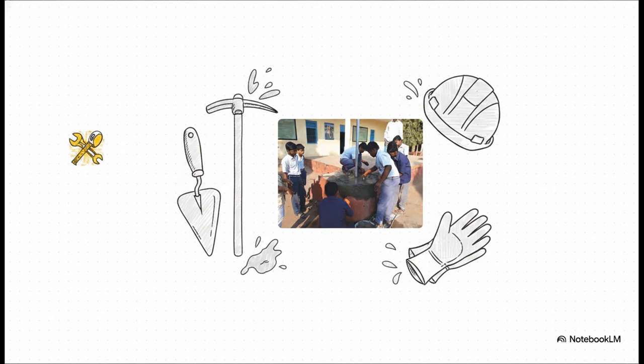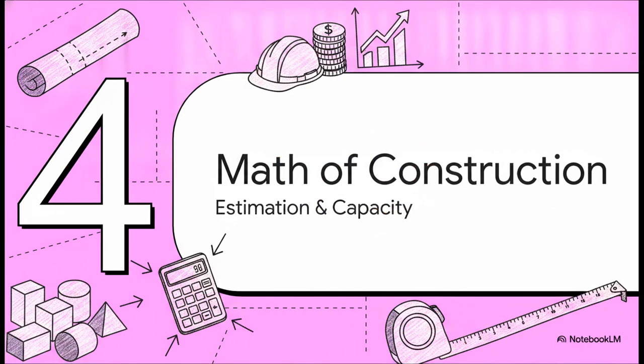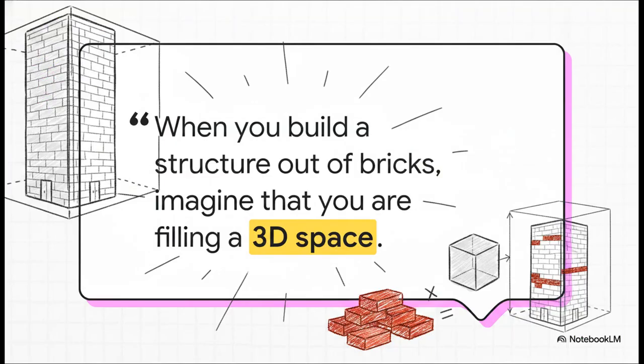project moving smoothly. Let's move to Section 4, the math of construction, estimation, and calculating capacity. We're going to dive into the math right now to figure out exactly how much material we actually need. This is where engineering directly meets economics. I absolutely love this perspective from the curriculum chapter.